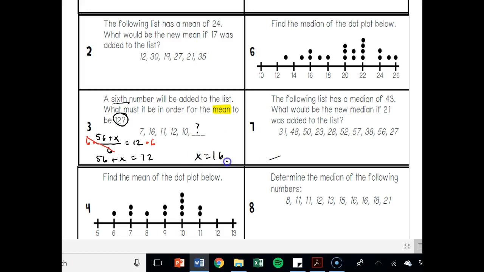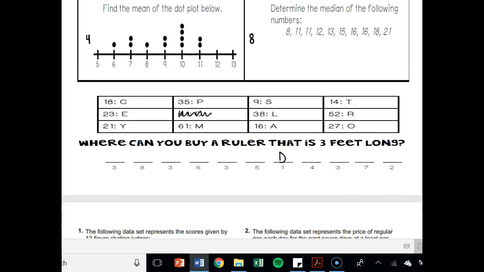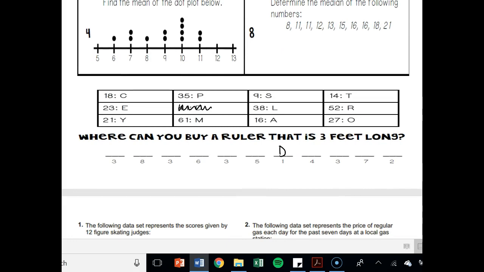So let's circle our answer. Let's go down and find 16, and it's A, great. So wherever I see 3, I'll put an A. So an A there, an A there, an A there, and an A there. So 4 A's. How about that? Right.